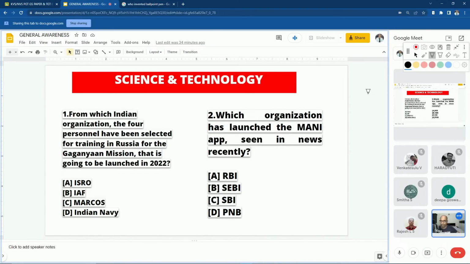Yes, sir. From which Indian organization have the 4 personnel been selected for training in Russia for the Gaganyaan mission that is going to be launched in 2022? ISRO, IIF, Macros, Indian Navy.